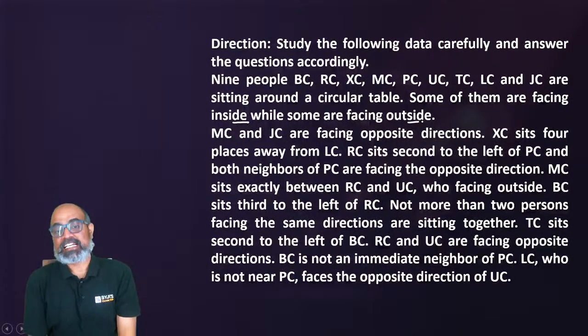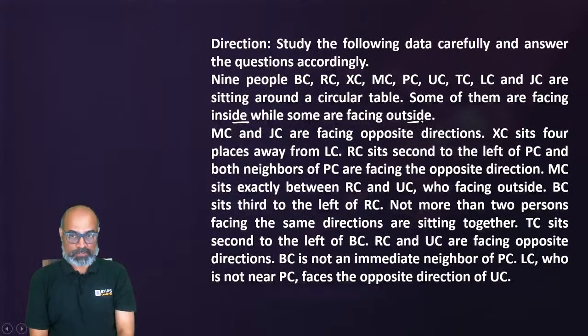M sits exactly between R and U, who are facing outside. B sits third to the left of R. Not more than 2 people face the same directions are sitting together. T sits second to the left of B. R and U are facing opposite. B is not immediate neighbor, who is not faces the opposite direction of U.